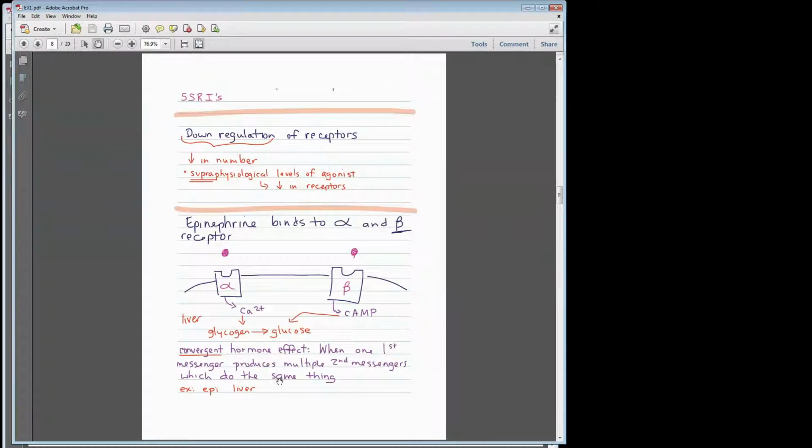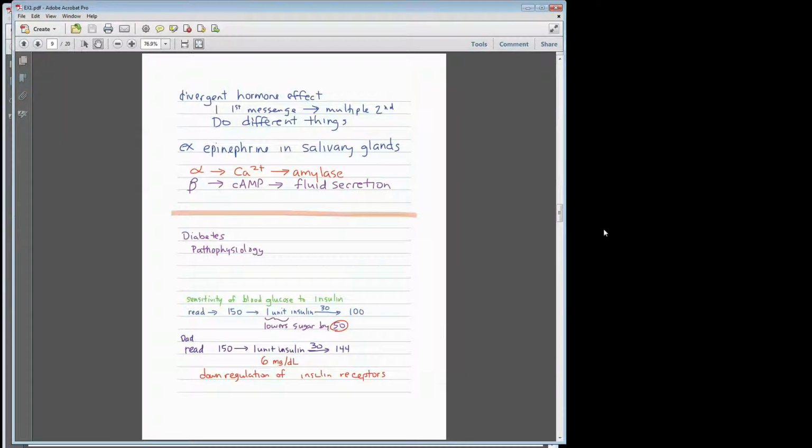Next is the divergent hormone effect. Divergent hormone effect is when first messengers create multiple second messengers, and all the second messengers do different things. Keyword divergent, different things, okay? The best example was epinephrine in the salivary glands. The salivary glands will then have two intracellular protein pathways, and the first one results from the alpha receptors.